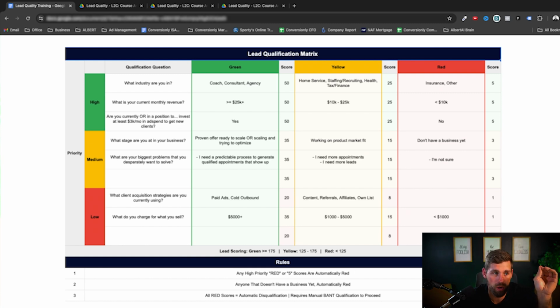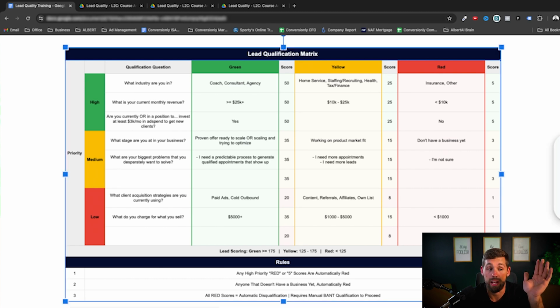Any high priority question, meaning the top 3 questions, that has a red or a 5 score, so red is the color score, 5 is the actual numerical score for this prospect or for this response. Anyone that has a red or a 5 response for a high priority question, it is an automatic disqualification, meaning any of these responses to these 3 questions, automatic DQ, okay? Anyone that does not yet have a business, automatic DQ.